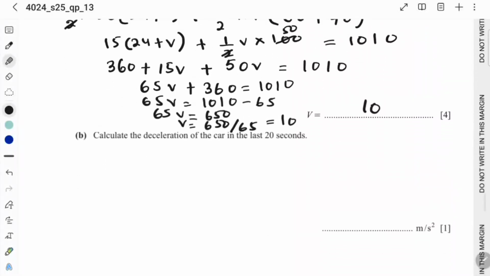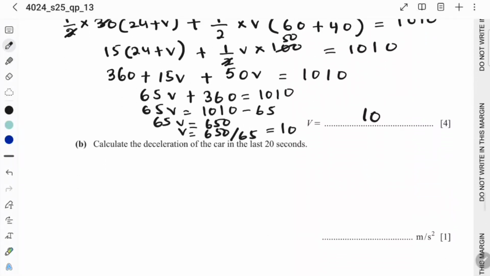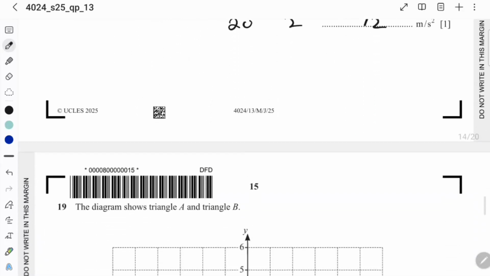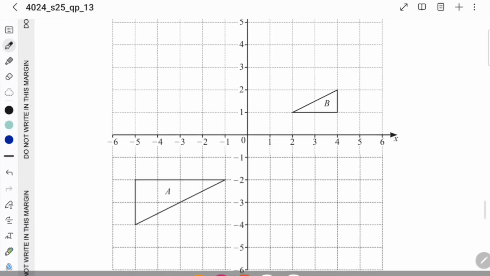Okay, so I'm drawing the diagram here also to understand. That is v, which was 10, and here you had 90 and you had 70. The run is only 20. Deceleration means the gradient, and it's a 1 mark question. The rise over run or dy upon dx is v over 20, and v is 10 over 20, which is equal to half. All right, so half meter per second square is the deceleration here because the speed decreased.